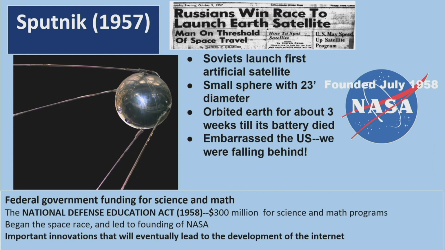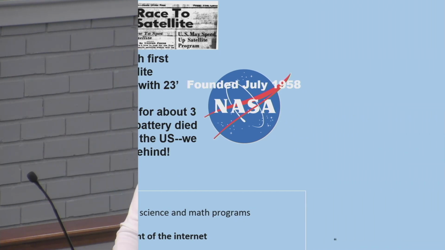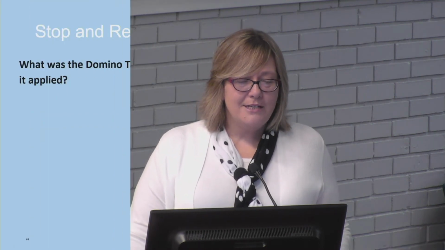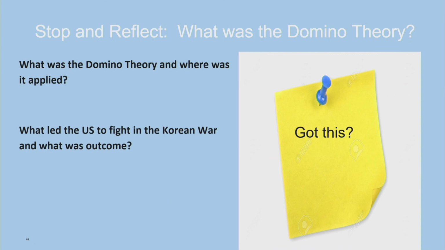All right, so that's the conclusion of our lesson. We've learned about the Cold War. What was the Domino Theory and where was it applied? See if you know that. What led the U.S. to fight in the Korean War and how did that turn out? And then finally, how was Eisenhower's policy different than Truman's? All right, so if you want to see if you know the answers to this, what was the Domino Theory?